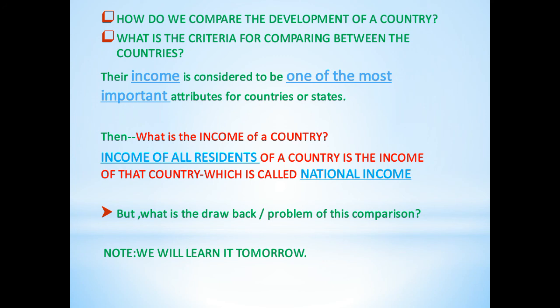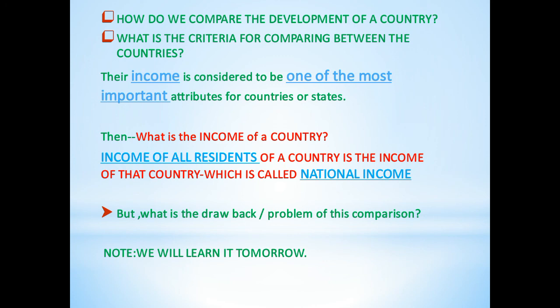So this is one of the important points that you have to understand today and learn. This is your homework also. What is the income of a country? Income of all residents of a country is the income of that country. Simple definition, right? Which is called the national income. The question can also be asked, what is called the national income? National income is nothing but the income of all residents of that country.